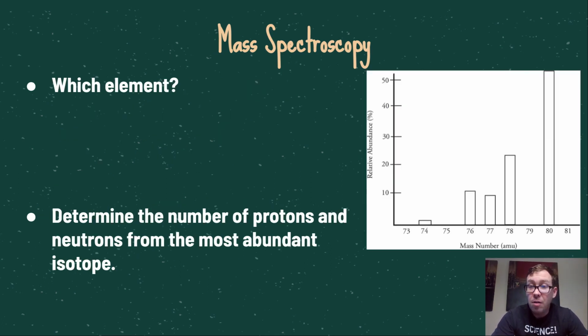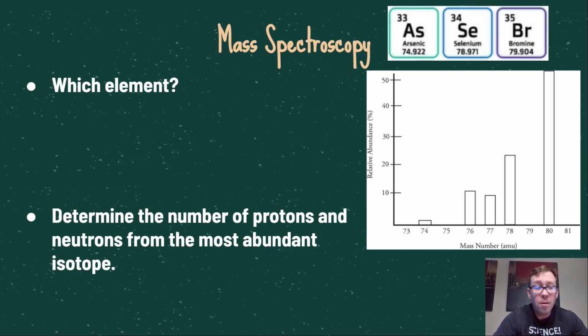So if I'm taking a look at the graph here on the right, I want to know which element is present in this particular sample. I notice that I have a significant mass that is close to 80. I've got quite a bit at 78, 77, 76, 74. So what I want to do here is go to my periodic table. I'm going to get one out real quick. Now I'm looking at my periodic table for average atomic masses somewhere between 74 and 80.